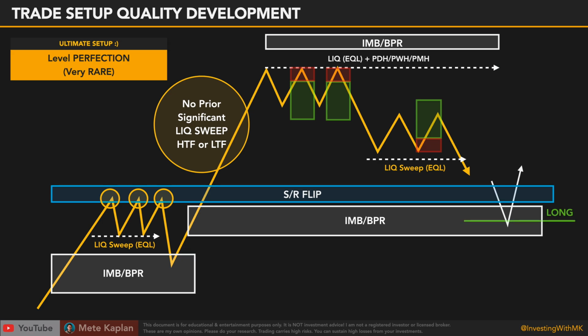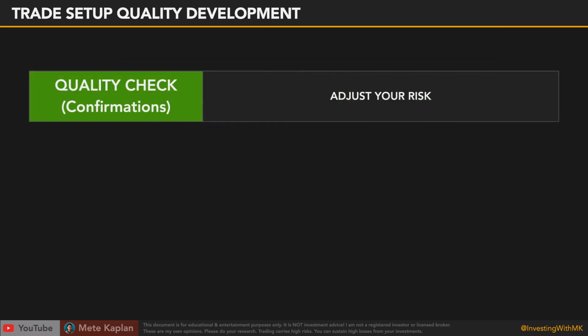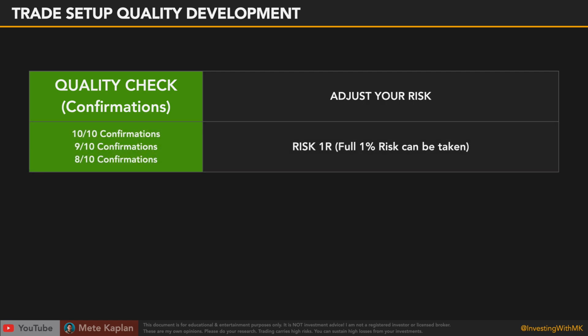The final setup. Now, what you see here is the perfect trade setup, the ultimate trading strategy, which happens 2-3 times a month. It is almost impossible to find them every day. What you need to do is, do not seek 10 out of 10 confirmations for every trade. You will miss many days to trade.